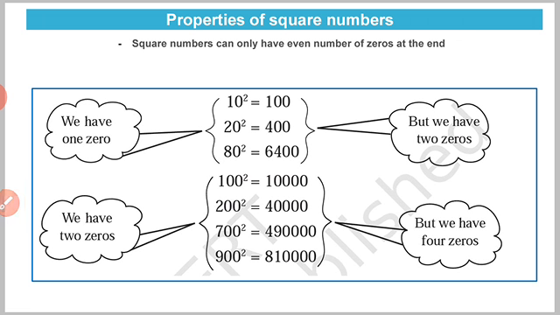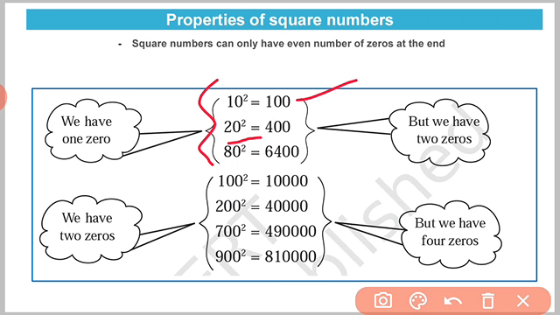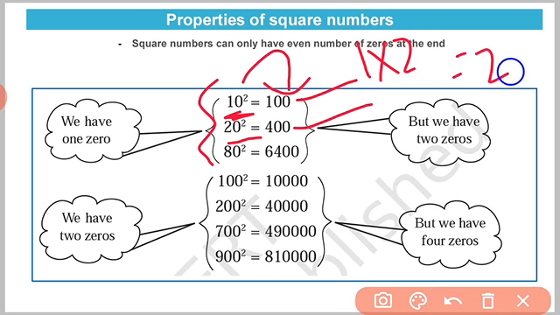Taking the last property, observe the square numbers of the following numbers. When we square 10, we get 100. When we square 20, we get 400. Observe the number of zeros in the number and the square number. So if a number is having 1 zero, then the square number is having 2 zeros, means it is exactly twice the number. Means if in a number there is 1 zero, in the square number you are getting 2 zeros.